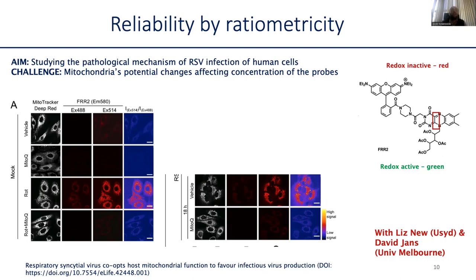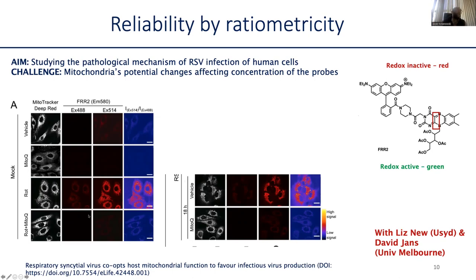So if we have a situation in which we have affected the mitochondrial membrane potential of our target, then there will be less probe localizing in there, but we will still be able to study the redox potential or the redox state inside the mitochondria, because independently of the concentration of the probe, the ratio is just dependent on the ROS activity.